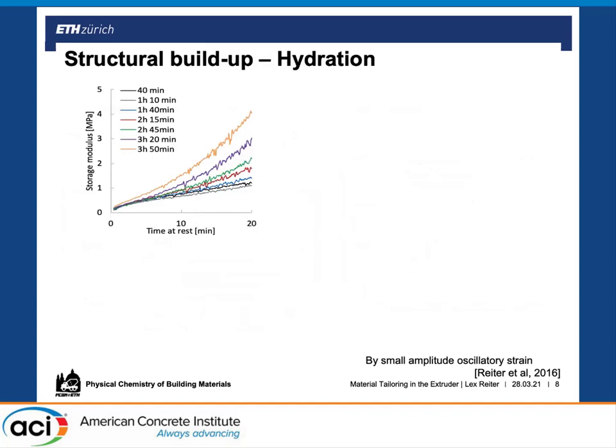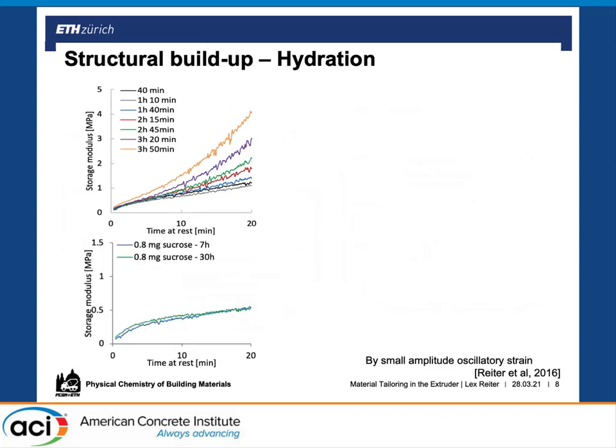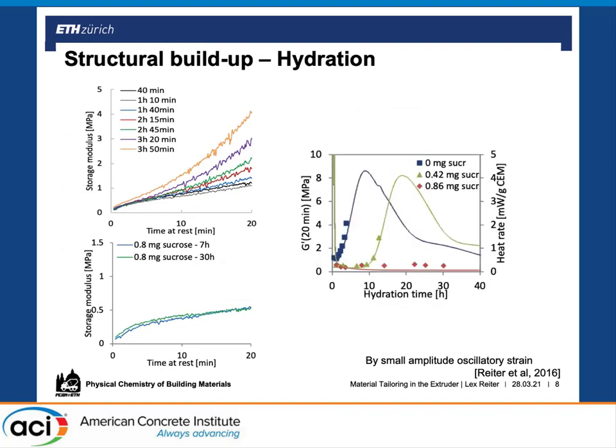Back to the concepts. Here you see small amplitude oscillatory strain measurements carried out on cement paste of different age. And you can see that on the sample that hydrates, the structuration rate increases with the material age. Whereas even after 30 hours, for cement pastes that are not hydrating because they are retarded with sucrose, we reach a plateau value. And these values that we get at the end of the storage modulus measurement coincide very well with the rate of hydration at a given time.